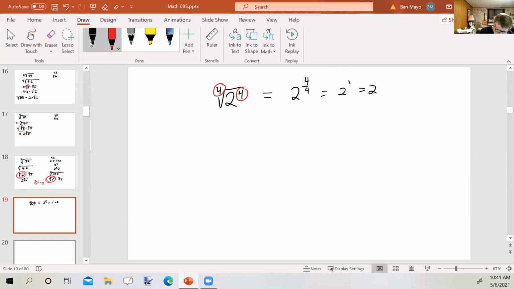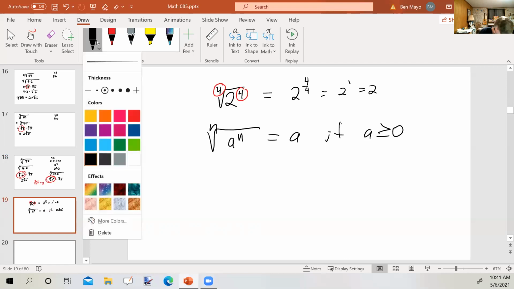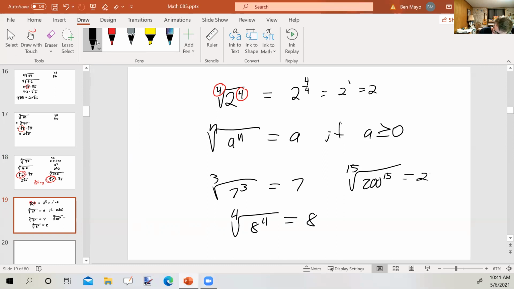In general, I like to say the nth root of a to the n equals a if a is greater than or equal to 0. Okay, the nth root of a to the n. So what does that mean? Well, for instance, what's the cube root of 7 cubed? That would be 7. What's the fourth root of 8 to the fourth? That would be 8. What's the 15th root of 200 to the 15th power? That would be 200.